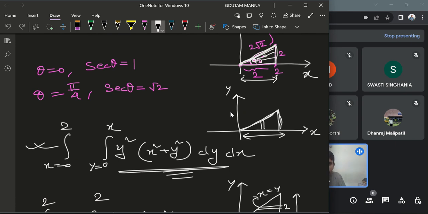To cover this area, y should be going from 0 to this line, and this line is y equals x. So for each value of x, y should be going from 0 to x. In that way we are covering this small area element, and now we will move it. This area element will vary with x, and as we move it from x equals 0 to 2, we will cover this entire area. This is how I wrote this limit.